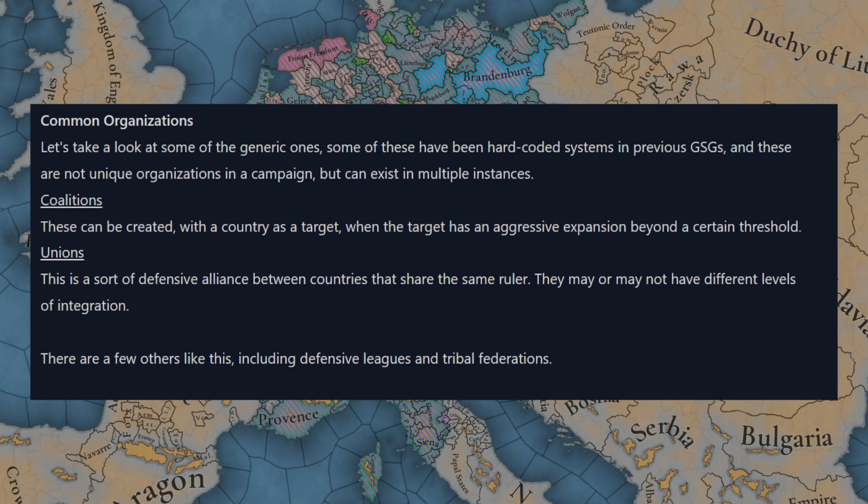Some of these have been hard-coded systems in previous Grand Strategy games, and these are not unique organizations in a campaign, but can exist in multiple instances. The first one, as we said at the beginning, is coalitions. These can be created with a country as a target when the target has aggressive expansion beyond a certain threshold. So I guess we are going to get some memes around aggressive expansion again in this game, the same as we do in EU4, but that's where we're going to get some coalitions, like the historic ones against Napoleon, where somebody outsteps their boundaries and then a bunch of nations cobble together and try to fight them off. If you've not played EU4 at all, that's kind of how these work.